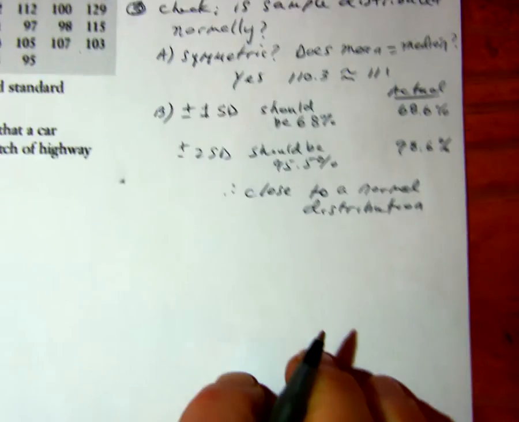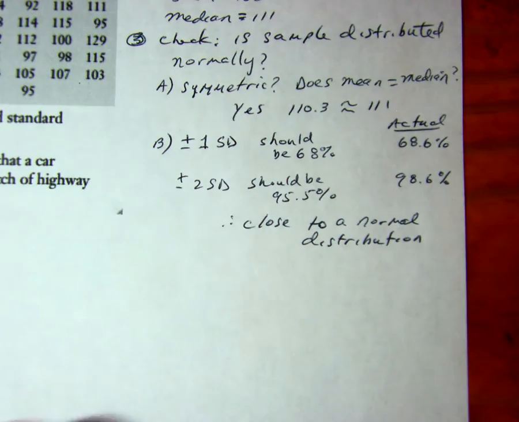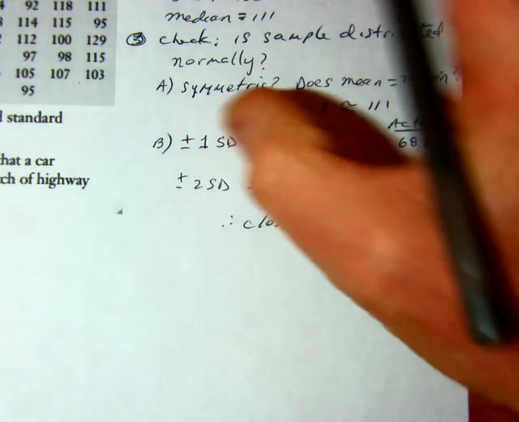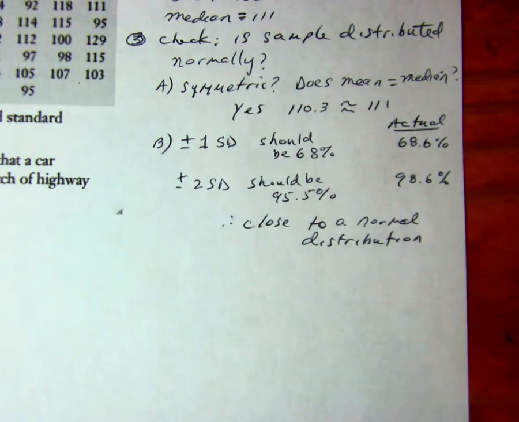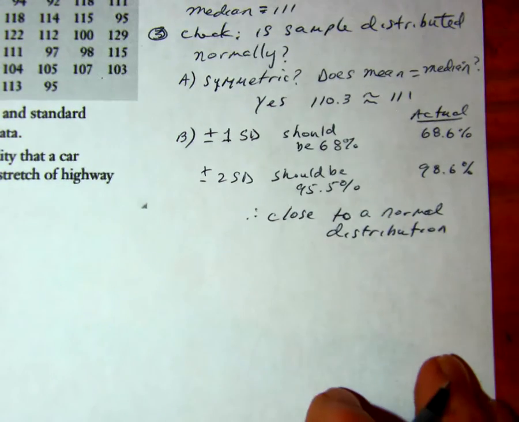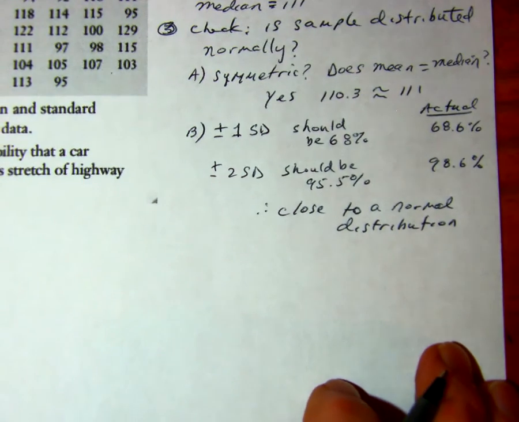Again, when you have a question like this for homework, we're just going to assume we can use the normal distribution, that we don't have to do the check. If you have to do this for every single question, it's going to take a while. So you don't have to do this check. You're just going to assume that it's close to a normal distribution.